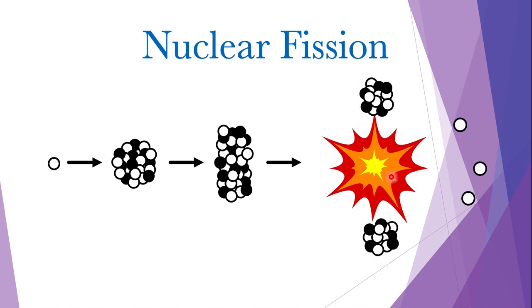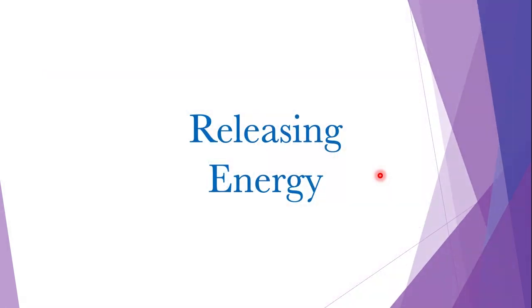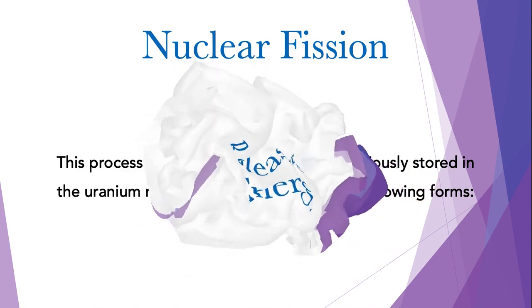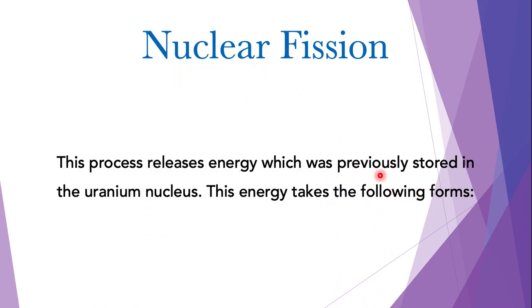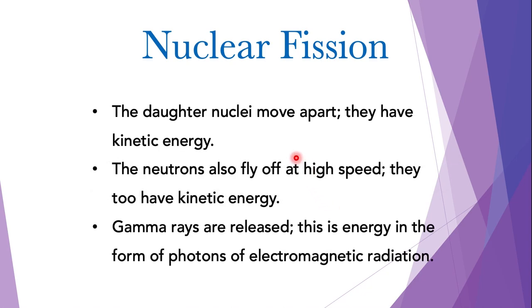At the same time, 2 or 3 neutrons are released, okay? And also a lot of energy is released. So let's see how this process releases energy and how it is helpful for us. This process releases energy which was previously stored in the uranium nucleus. This energy takes the following forms.